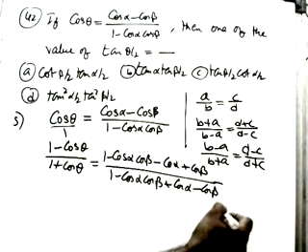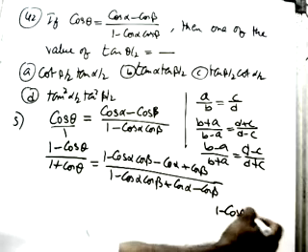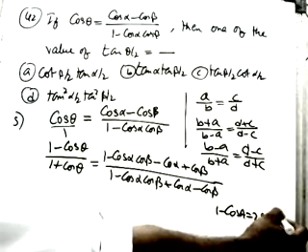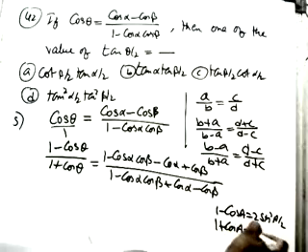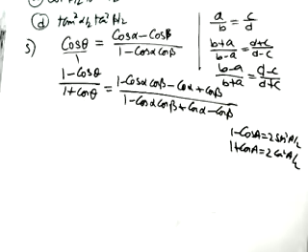So let me solve this. We know the formulas: 1 minus cos A is 2 sine square A by 2, and 1 plus cos A is 2 cos square A by 2. So let me solve this one. Let me change this into sine and cos, okay? Sorry, just wait.